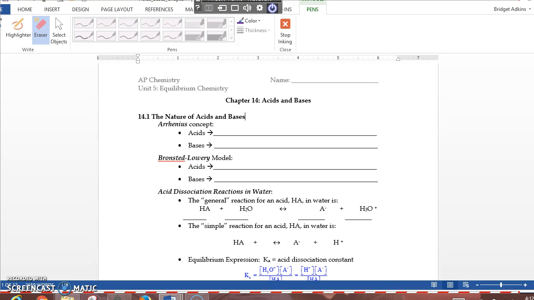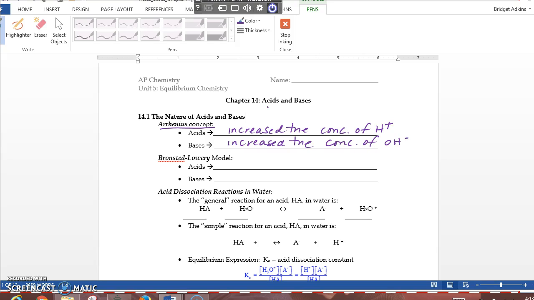So we learned about 3 theories for acids and bases in first-year chemistry. College Board has taken Lewis acid-base theory out of the curriculum, so we won't discuss it here. But Arrhenius and Bronsted-Lowry are still fair game. So if you remember in the Arrhenius concept, acids were anything that increased the concentration of H+ in solution. And bases were anything that increased the concentration of OH- in solution.